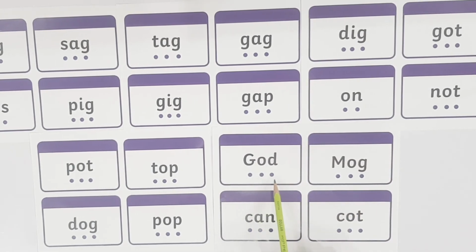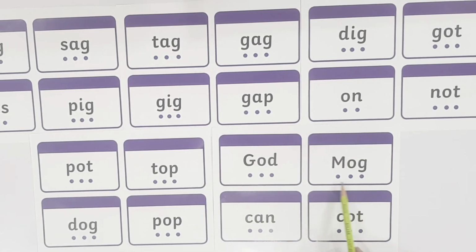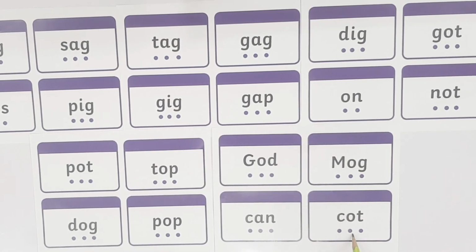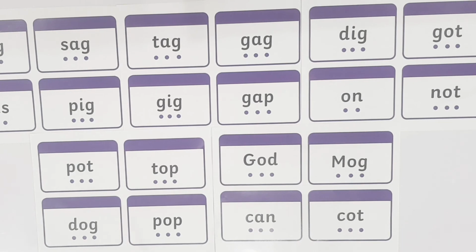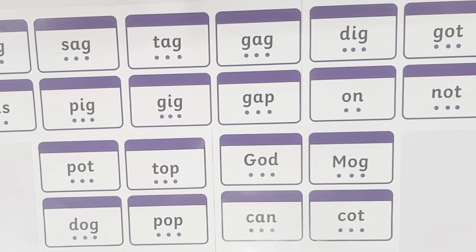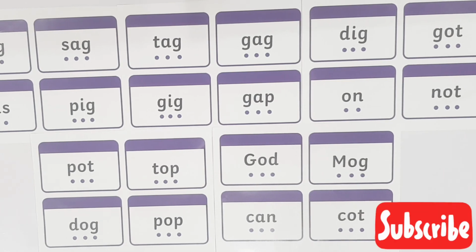G, o, d, god. M, o, g, mog. K, a, n, can. K, o, t, coat. These are some words which will help your child to increase their vocabulary and also learn the blending of sounds.